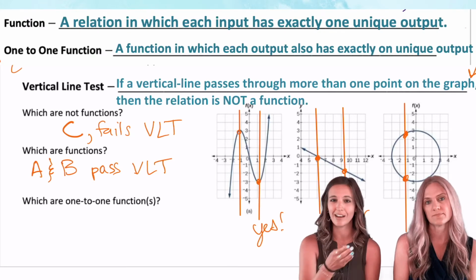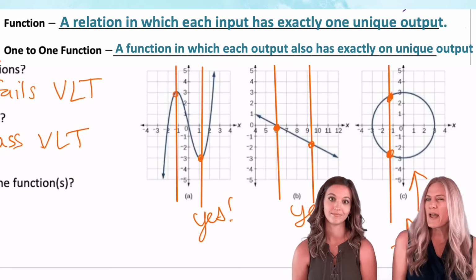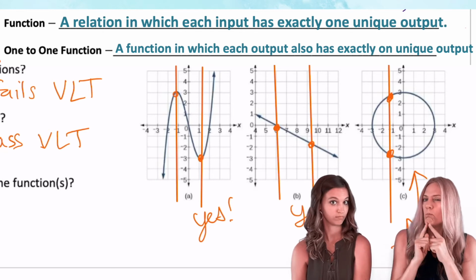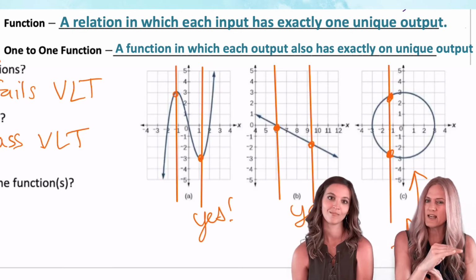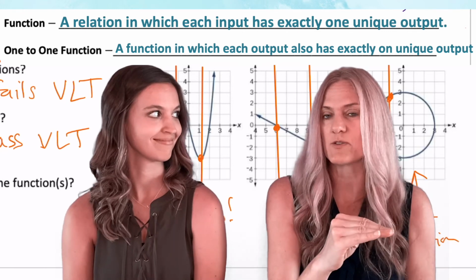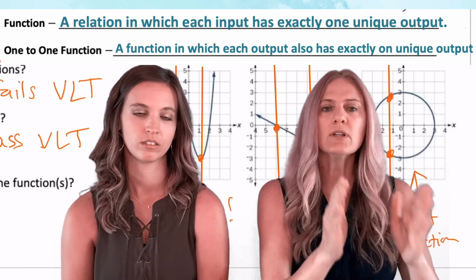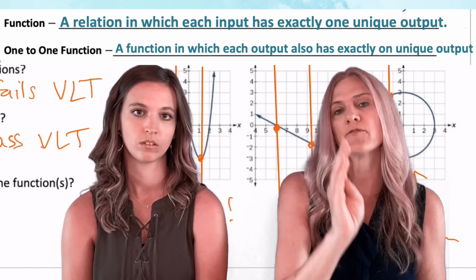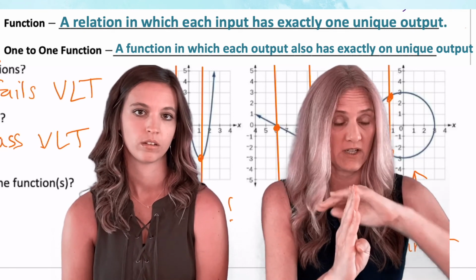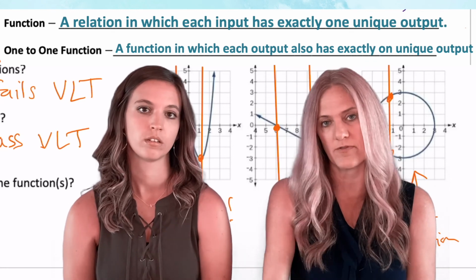Okay, so one-to-one says every input has one unique output, and every output also has one unique input. So if we have the vertical line test to test if every input has one unique output, could we use a horizontal line test to see if every output has one unique input? Yes, we can. Be careful with that, and I hope we're not giving you too much information. Vertical line test tests for function, and then vertical line test and horizontal line test would test for a one-to-one function. But for the most part, we're just looking at functions. So keep in mind, that's the vertical line test.